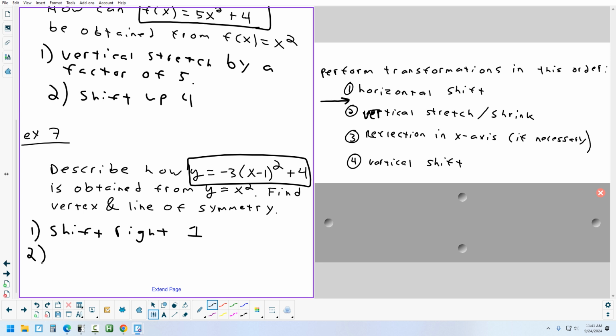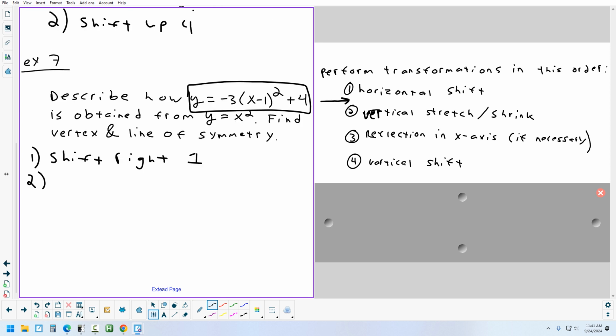Okay, vertical stretch. Which number here is my vertical stretch? Anthony, are you gonna have a guess? Is it the 3? The 3, yep. So vertical stretch by a factor of 3.